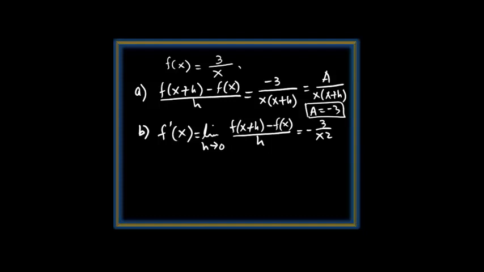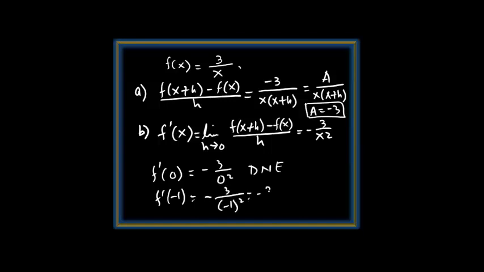Now we are asking a couple of other questions. So that I'm saying, what is f prime 0? If you say f prime 0, it looks like this. That means does not exist. You cannot have 0 in the denominator. So the derivative of this function does not exist at 0. Next, f prime negative 1. So f prime negative 1 will be negative 3 over negative 1 squared. So you get just negative 3. And you can do some more.